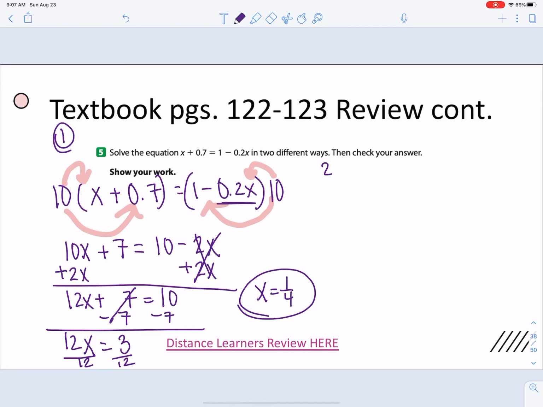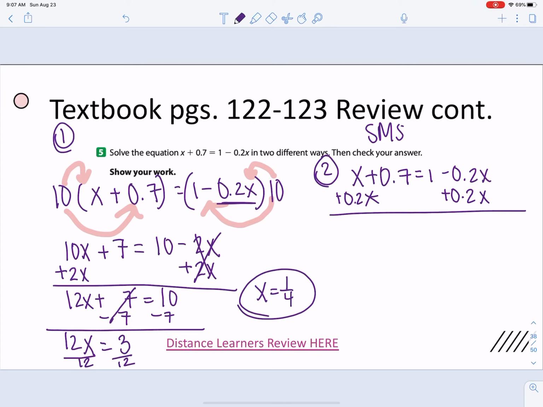And the other way, I'll just follow "save my soul," and I'll move and solve. All right, so again, let me rewrite. I'll go ahead and move all of my variable terms to the left side. 0.2x. Okay, so 1 equals 0.7 plus 1.2x. And then I'll move my constants to the other side.